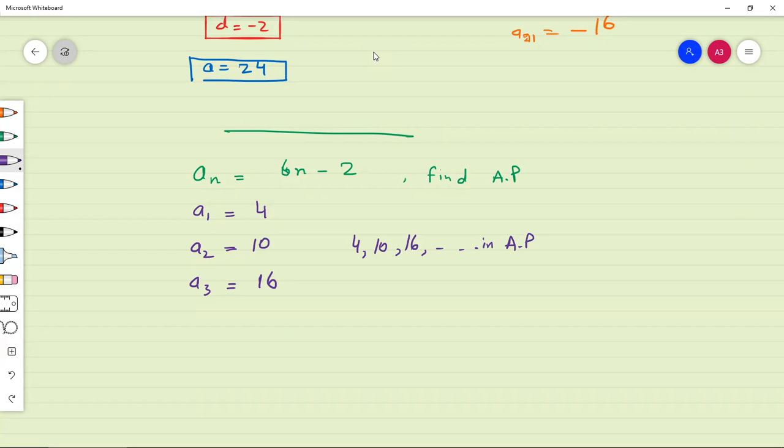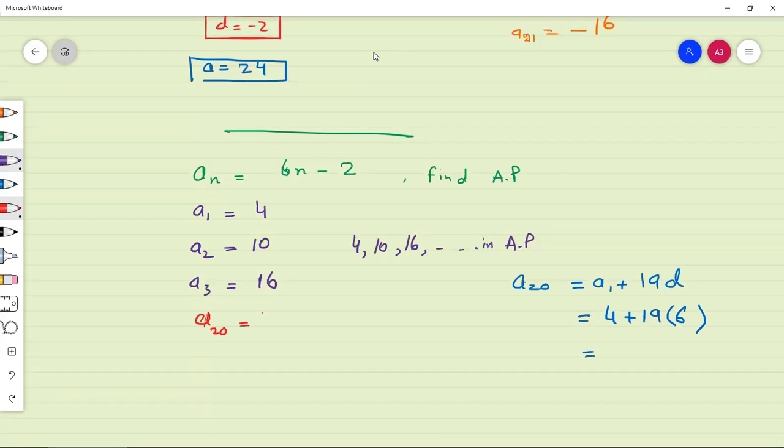So here you can find the general term. If the general term is given, then you can find the arithmetic progression or any particular term, because once you create this arithmetic progression, you can find a and d. If we are asked to find the 20th term, you can use the 20th term formula, a1 plus 19d. So a1 is 4, plus 19 into d, which is 6.